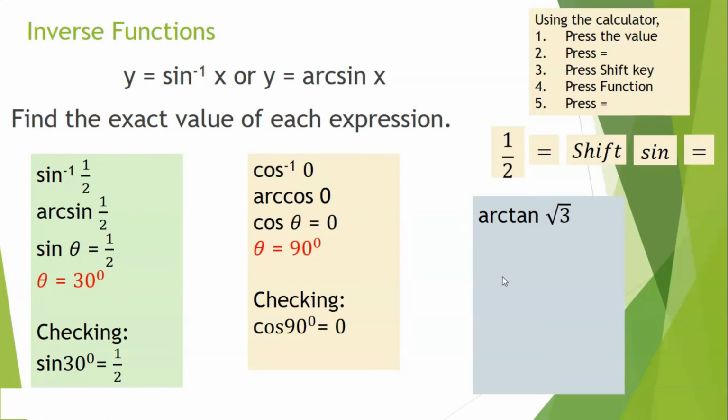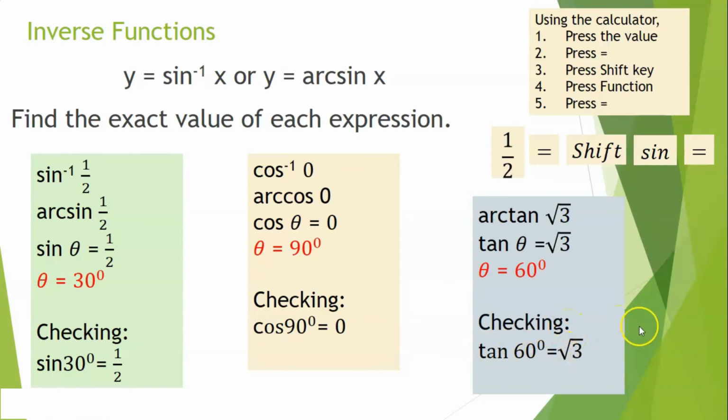Okay, another example. So arctan of square root of 3. So meaning tangent theta is square root of 3. So this would be square root of 3 equals shift tan equals, and it will give you 60 degrees. So checking this, tangent 60 will indeed give you square root of 3. Okay, another.